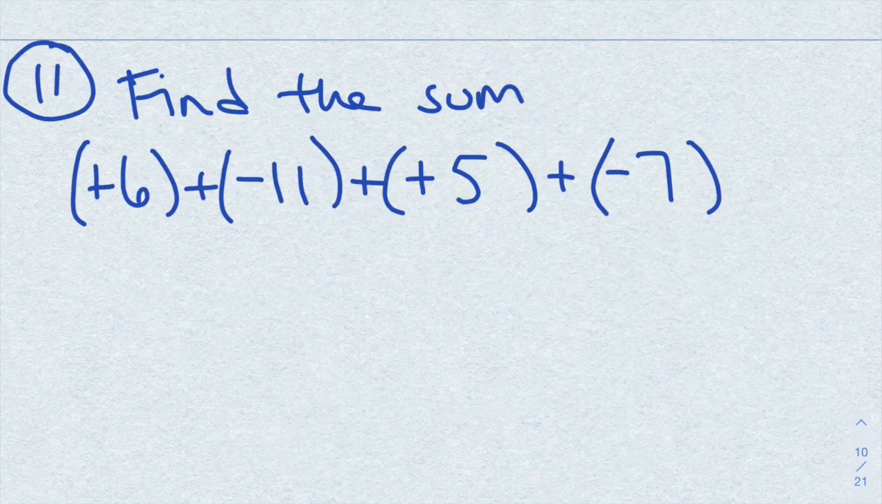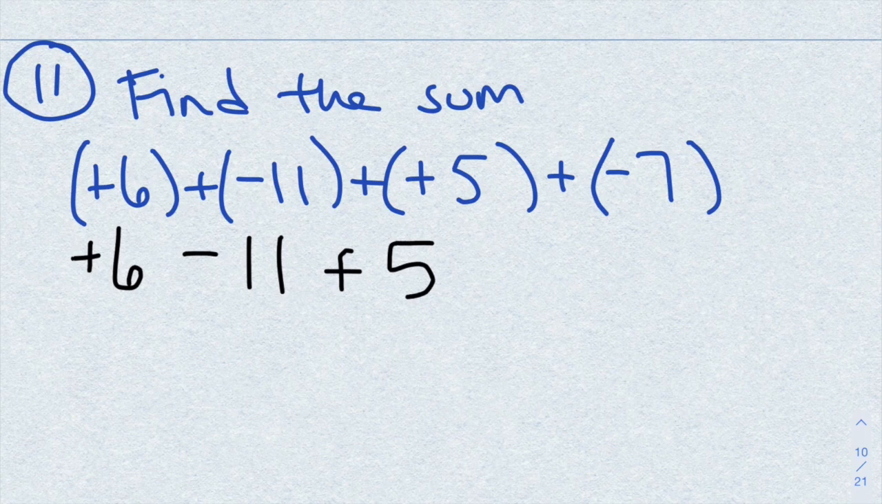Okay, number 11, find the sum. So first thing you need to do is figure out if each of these is positive or negative. So positive 6, still positive 6, plus minus 11. So the minus is stronger than the plus, so it's going to be minus 11. Plus plus is plus, and then plus minus, minus is stronger than plus.